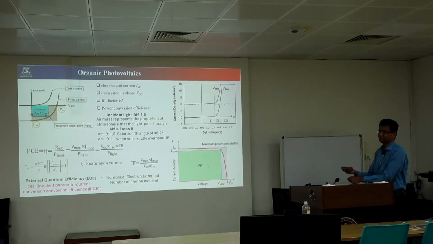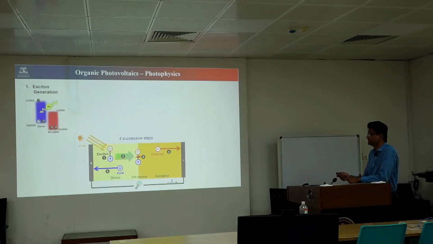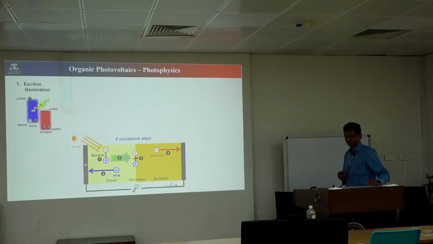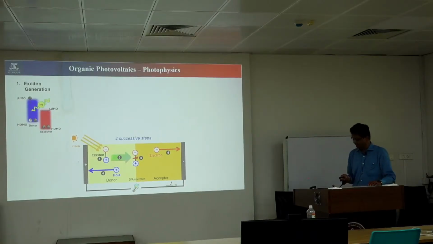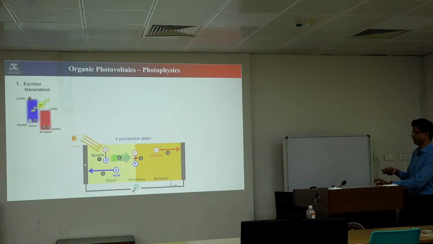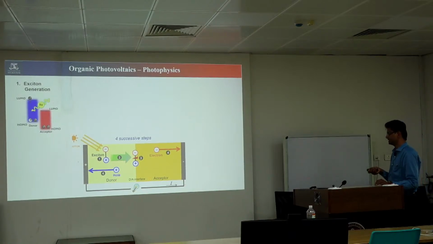Okay, not any solar cell. Next, let's go through this photophysics process in detail. In this photophysics, I'll just start with the bilayer. This is a P-type donor material. This is an N-type acceptor material.